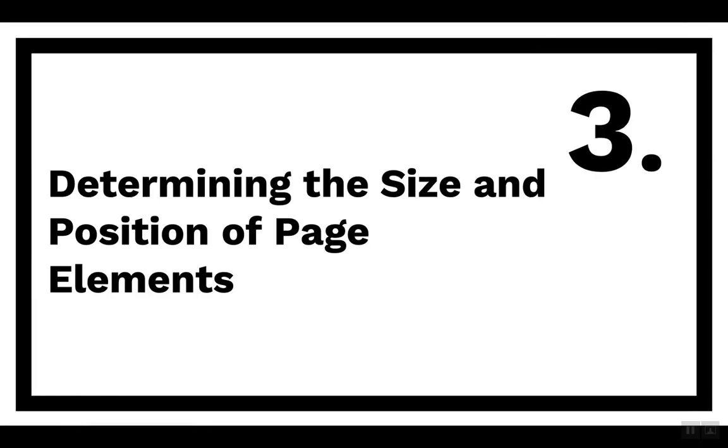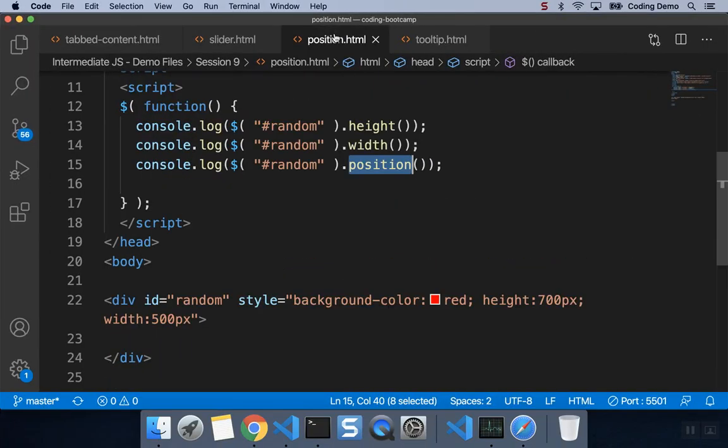Determining the size and position of page elements. This is relatively simple, and you do not require the jQuery UI library. All you have to do is call the width and height methods of a particular element to get its size. And you can also call the position method to get the element's position. Let's look at the code real quick.